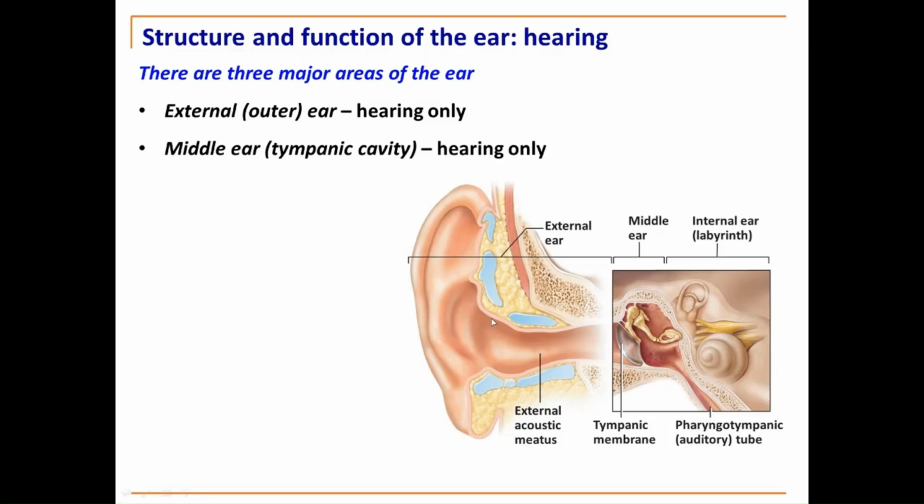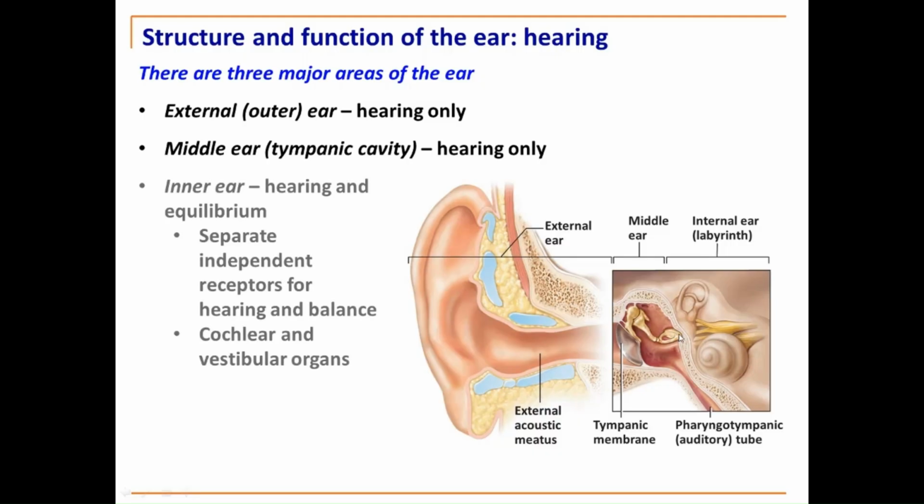So when sound comes in through the external acoustic meatus, which is also known as the ear canal, the tympanic membrane starts vibrating. That causes the three little bones to start vibrating, and that helps to amplify the sound before it goes into the oval window, which connects onto the internal ear. The internal ear is involved in both hearing and equilibrium, so it has both sets of apparatus. They are separate, independent receptors: the cochlea when we're thinking about sound and hearing, and the vestibular organs when we're thinking about balance and equilibrium.